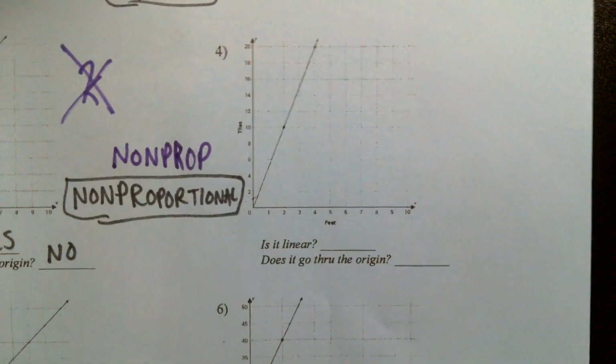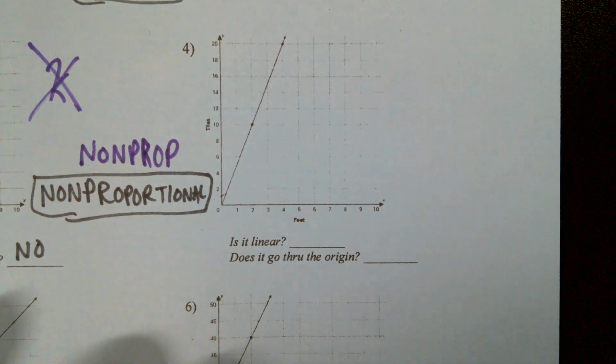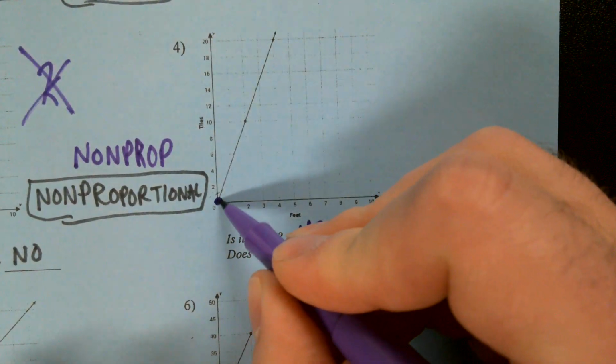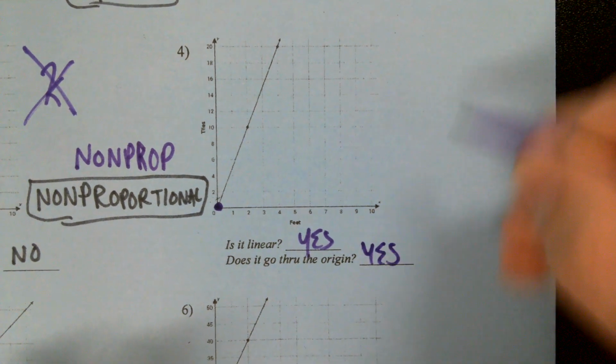Number 4, do we have a linear graph here? Is that a straight line? Yes, it is. Sure is. Does it go through the origin 0, 0? Yes, it does. So we'll find our k.